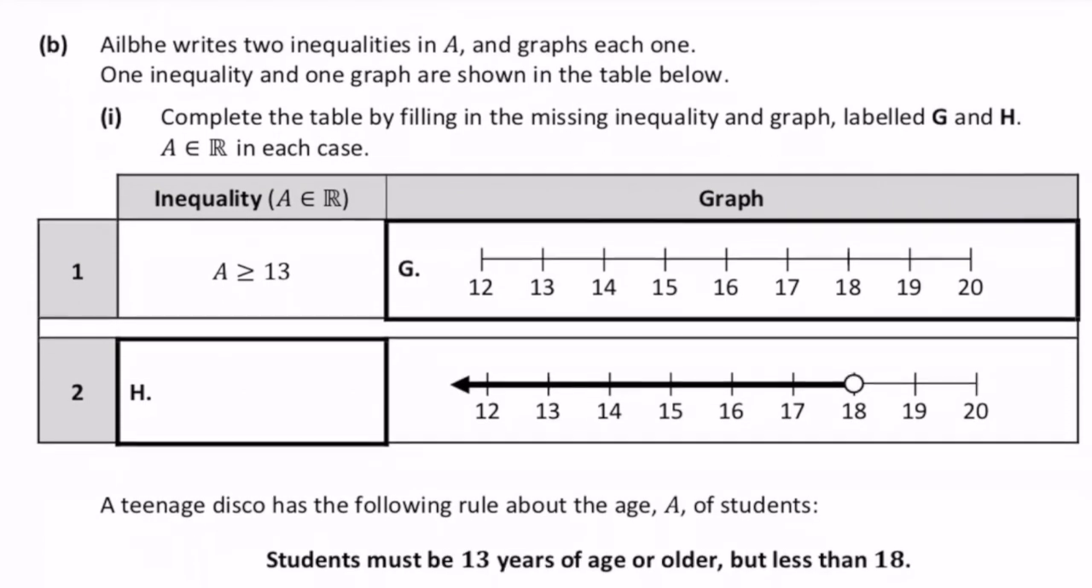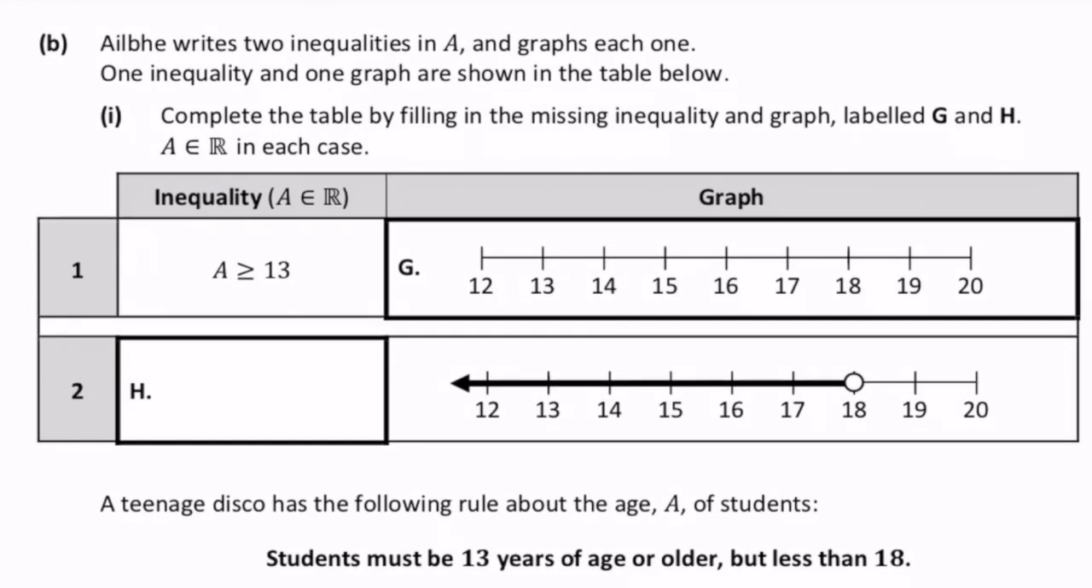In part B, Ava writes two inequalities in A and graphs each one. One inequality and one graph are shown in the table. Complete the table by filling in the missing inequality and graph. So in the first one it says here that x is greater than or equal to 13. And it says this time that x is an element of R. Now R means real numbers.